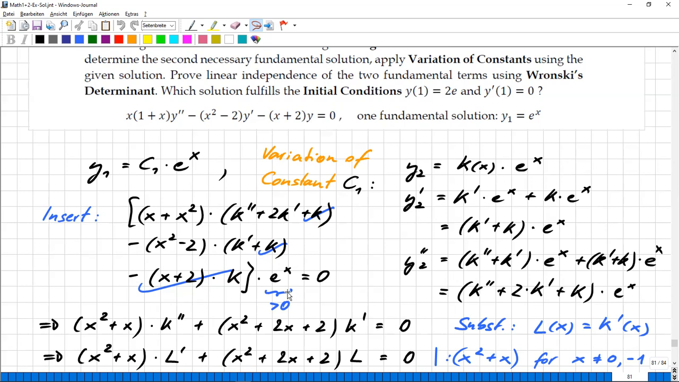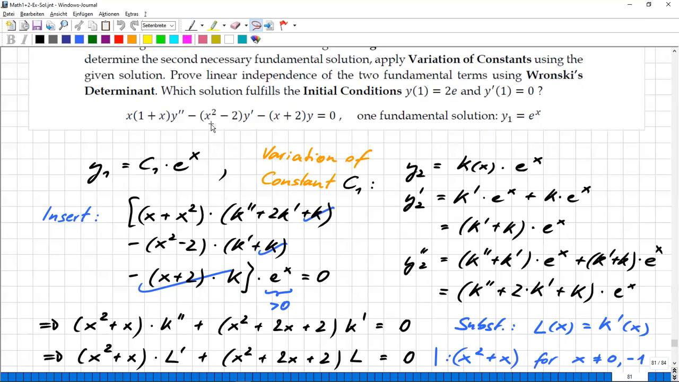And now you see, looking carefully, that you can expect something special to happen, namely, you can expect your k replacement unknown to disappear, to vanish in this equation. That's something that happens due to the fact that the e power x factor is itself a solution of the whole differential equation. It's an interesting effect.